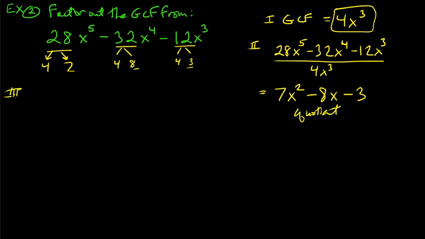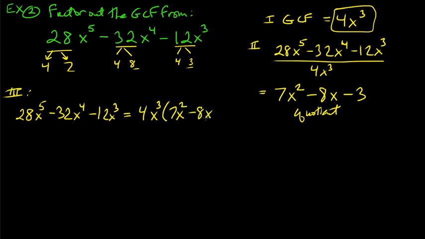So step 3, we're just going to write the polynomial, in this case the trinomial, because there are 3 terms. 28x to the 5 minus 32x to the 4 minus 12x cubed. We're just going to write that as the GCF, 4x cubed, times 7x squared minus 8x minus 3. And we're done. Okay? Try one more.